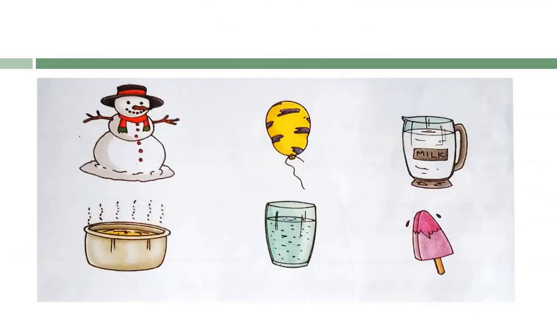Look at this picture carefully. Here you will find all the three states of matter. In this picture, ice cream represents solid state, milk and water represent liquid state, and air filled in a balloon and the water vapor represent the gaseous state.